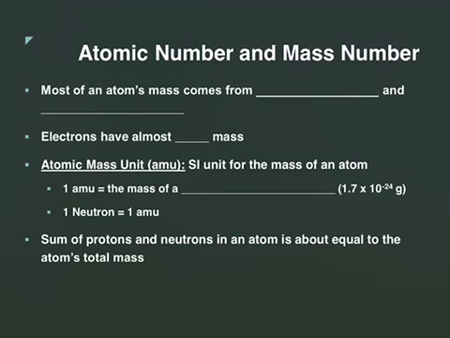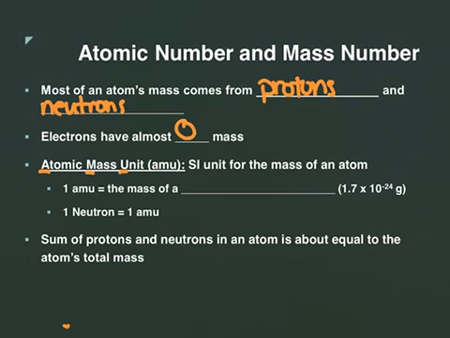The atomic number and the atomic mass. So most of the atom's mass comes from the protons and the neutrons. And electrons have almost zero mass. They don't have much mass to them at all. So we pretty much don't even talk about them in terms of mass. And so when we measure the mass of an atom, we look at something called the atomic mass unit, or AMU. And that's the SI unit for the mass of an atom.